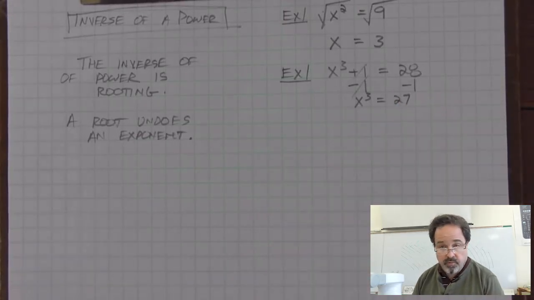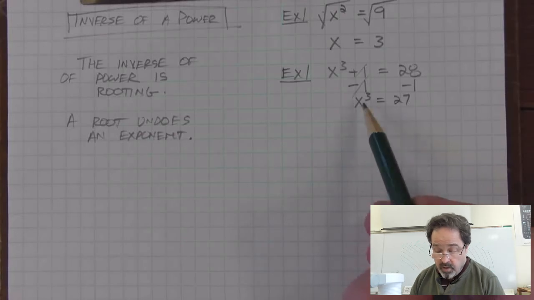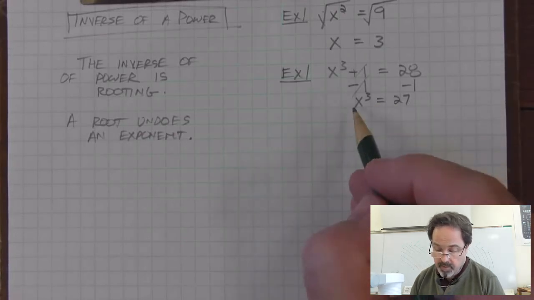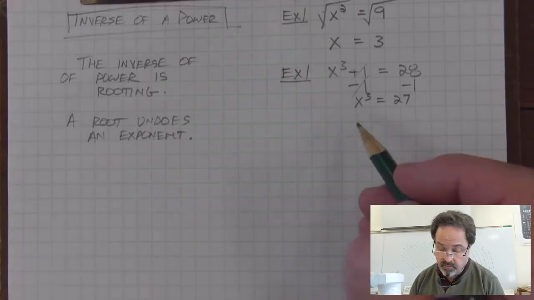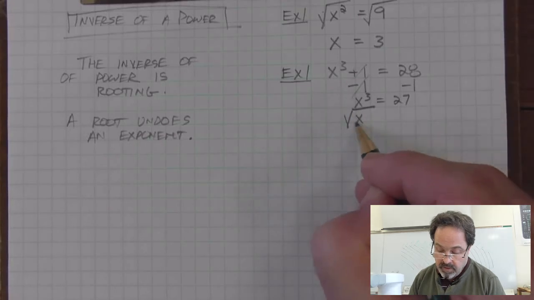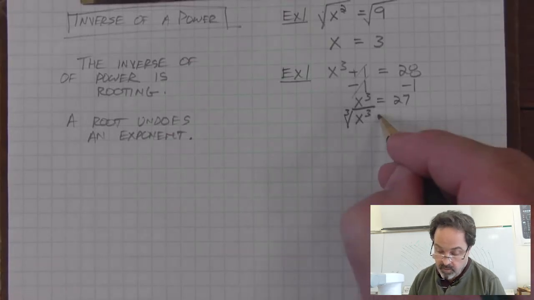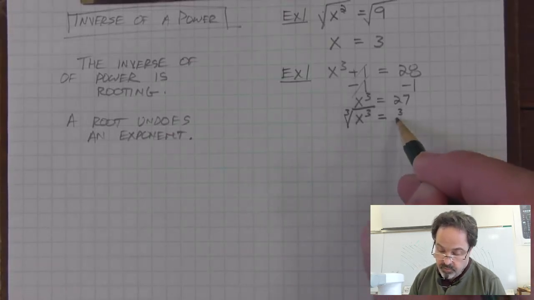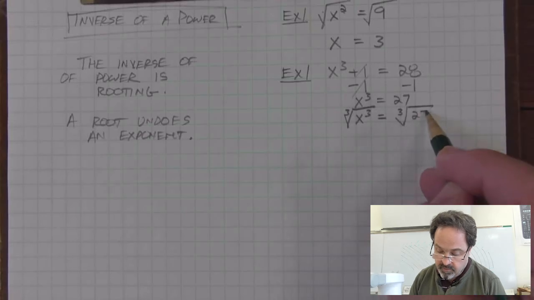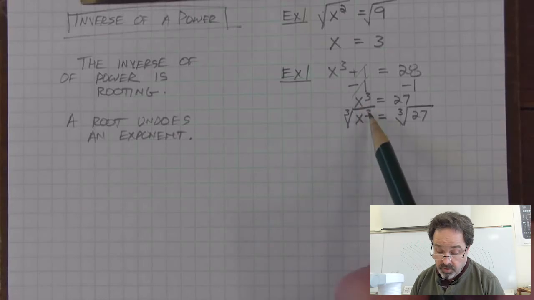I need to undo the power of 3. The root will undo this power of 3, but I'm not going to do the square root to both sides. I need to do the cube root. So I'm going to root x cubed with the cube root. I'm also going to take the cube root of the other side, 27. The cube root will undo the cube, leaving x by itself.